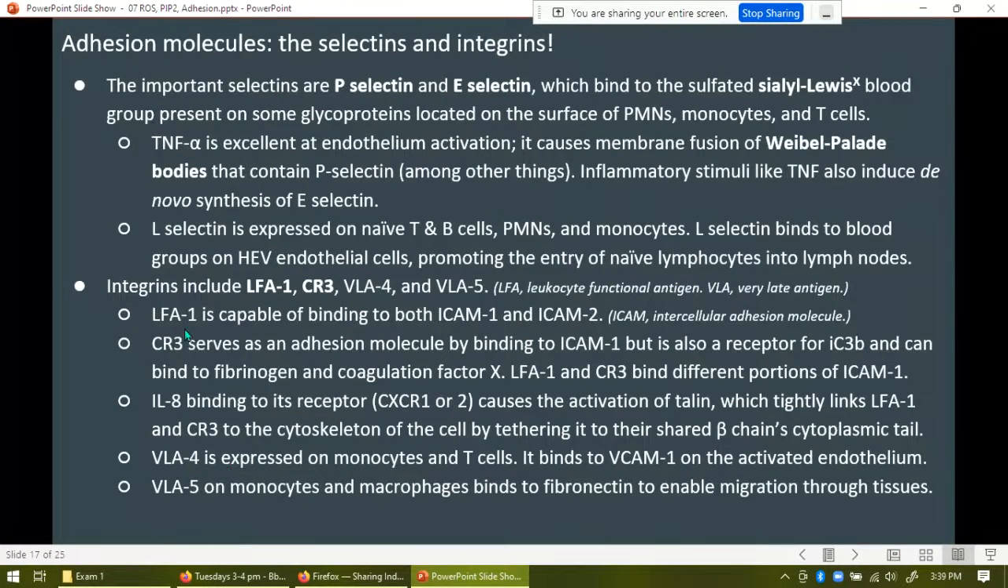VLA4, less important than CR3 and LFA1, is expressed on monocytes and T cells, and it binds to VCAM1 on the activated endothelium. So that's one way that monocytes and T cells can leave the blood and enter the tissue. And then VLA5 on monocytes and macrophages binds to fibronectin to enable migration through tissues. Once it leaves the blood and enters the tissue, it has to migrate through the tissue. You can picture them sort of pulling themselves through the jungle using their pseudopodia, which works kind of like two hands. And they pull themselves on fibronectin molecules using VLA5. CR3 is also going to enable this.